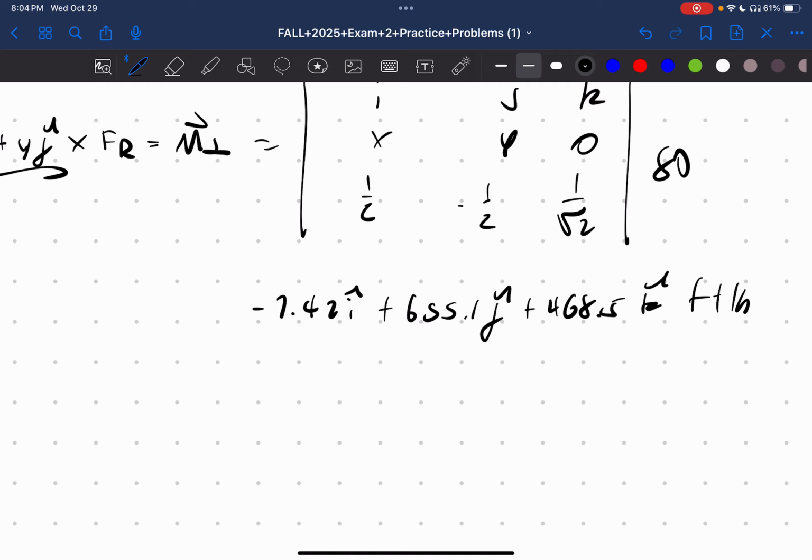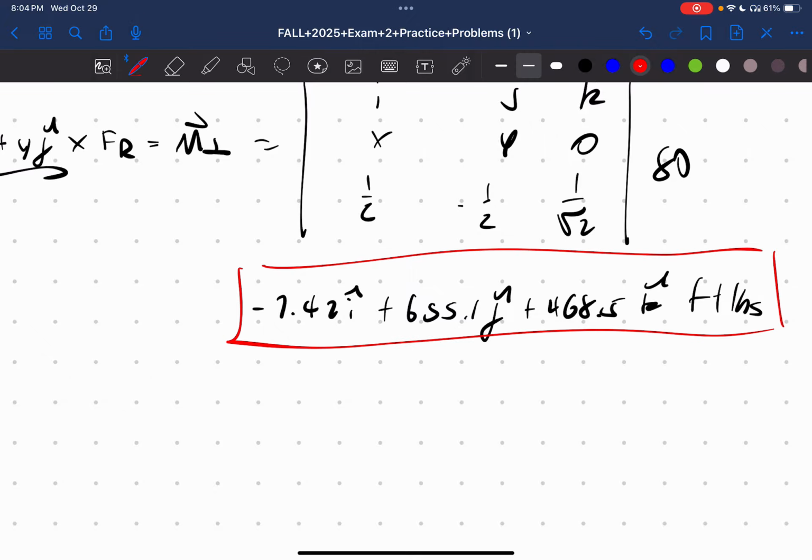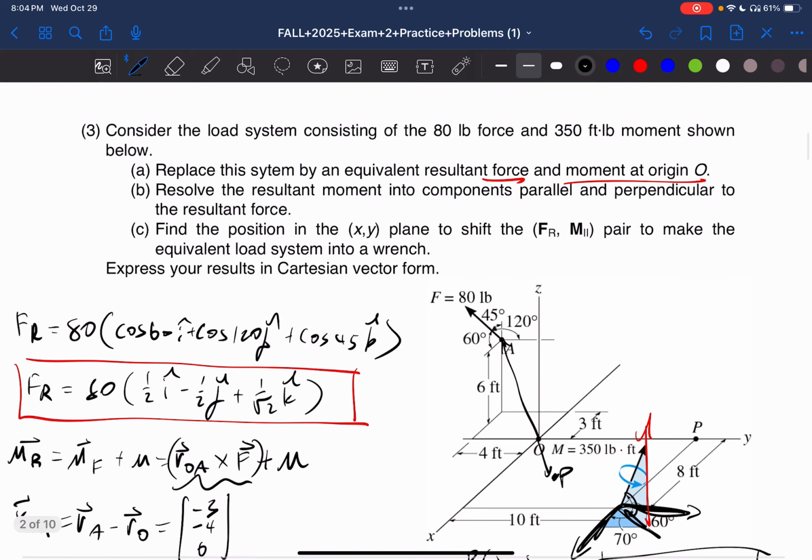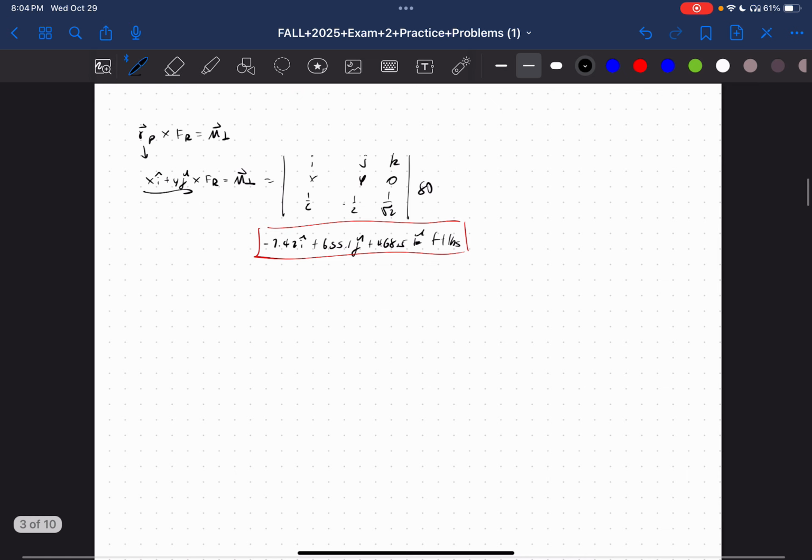This is feet, pounds. I don't want to keep writing that, but we have to write the units now, or else we're going to get points taken off. There we go. What else do we need? Find the position in the XY plane.